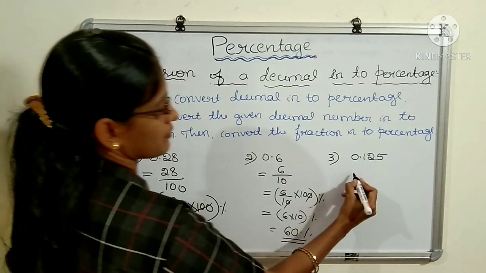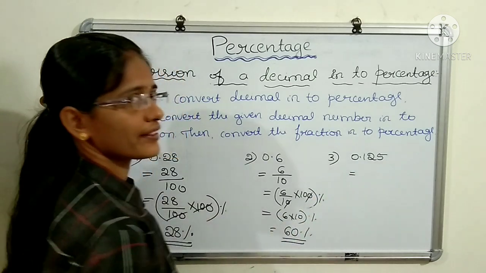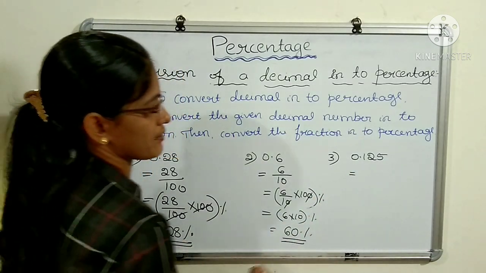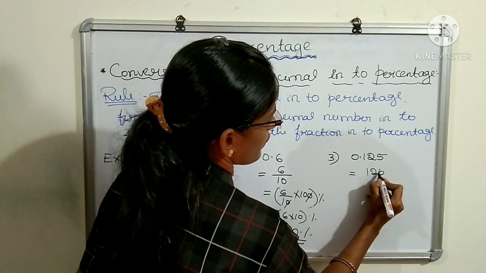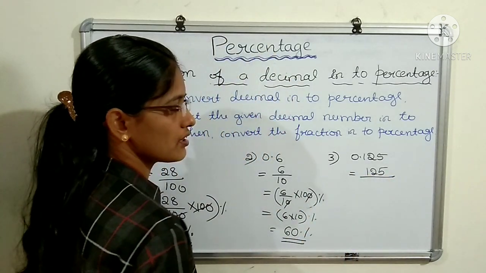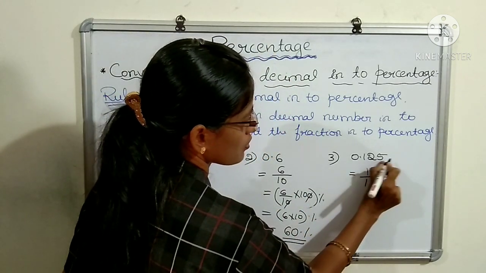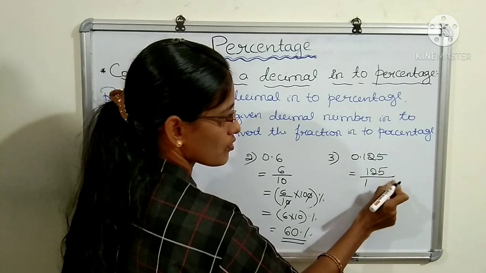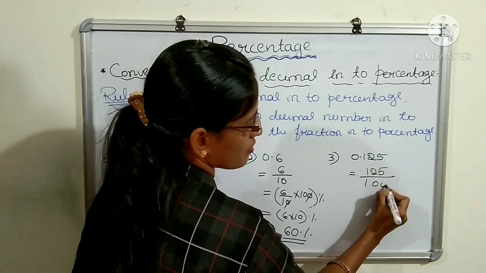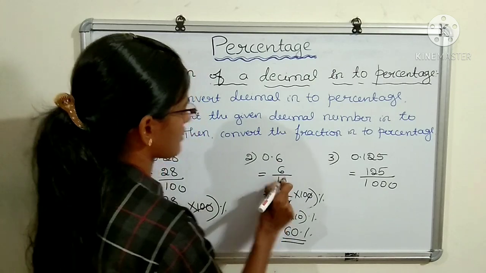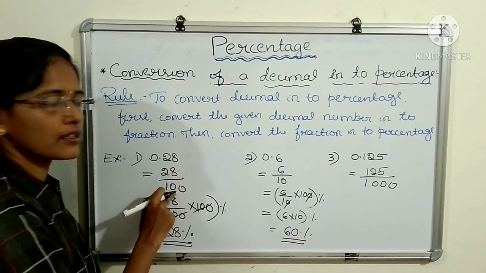Now see the third one. Here how many places are there after the decimal point? 3 places. In the numerator as it is 125. In the denominator 1000. See, according to these places you have to take the zeros. Here 3 places, so 3 zeros. Here 1 place, 1 zero. Here 2 places, 2 zeros.